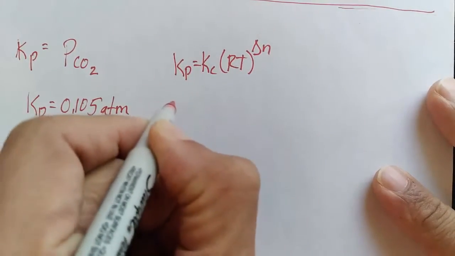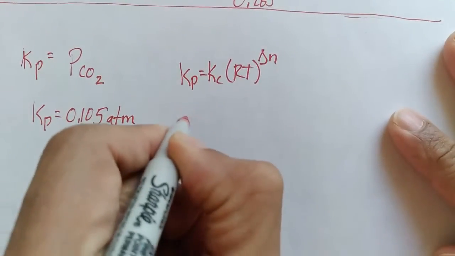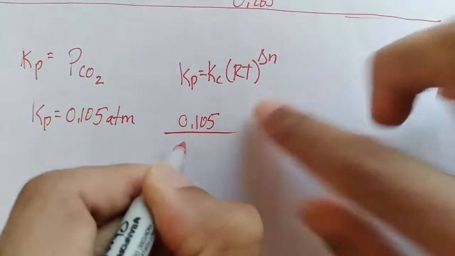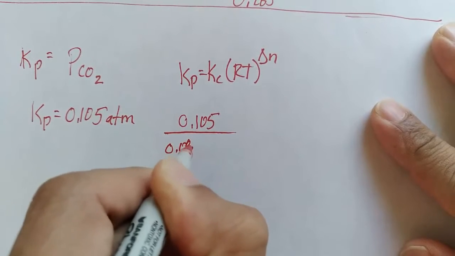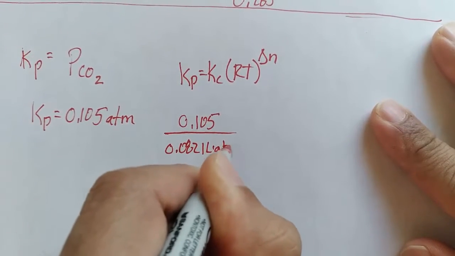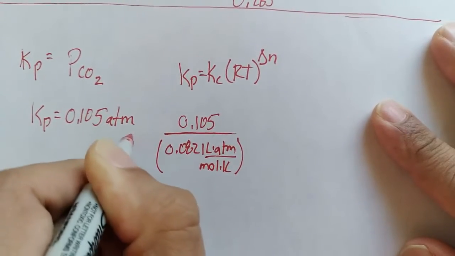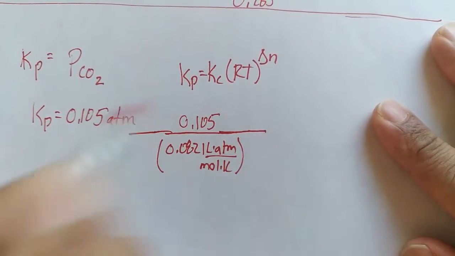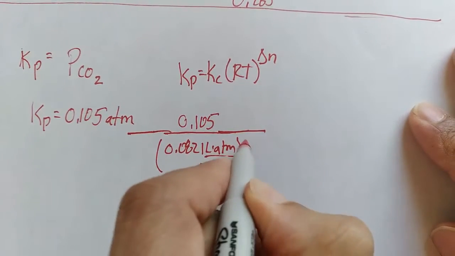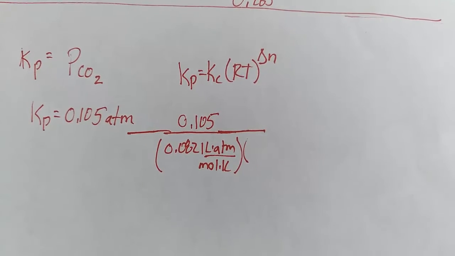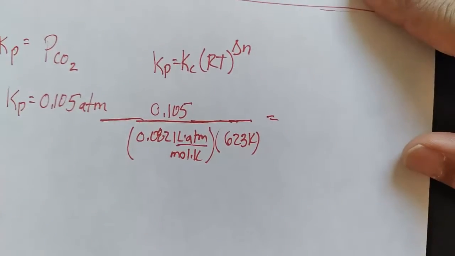And so we have our Kp here as 0.105 atmospheres. We're trying to find Kc. We don't have to worry about the units. R is 0.0821 liters atmosphere per mole Kelvin. Again, I really don't have to put the units here simply because our equilibrium constants are unitless. The T here is 350 degrees C, but we have to convert it to Kelvin, so make sure you convert it to Kelvin. That is going to be our Kc.